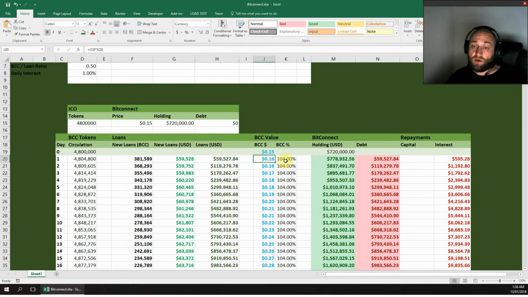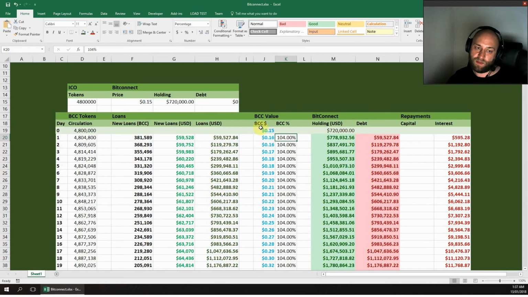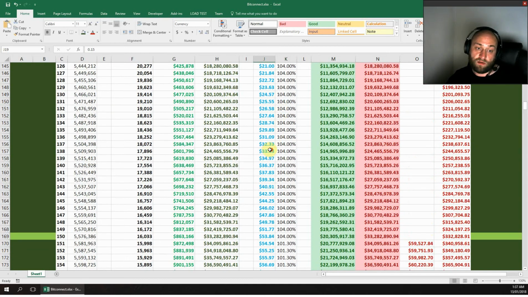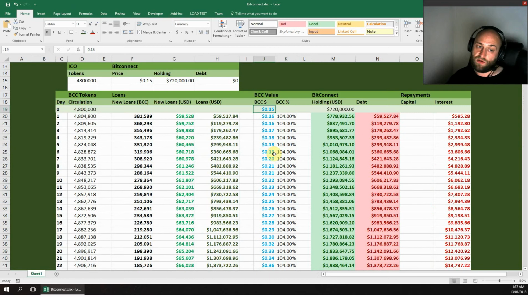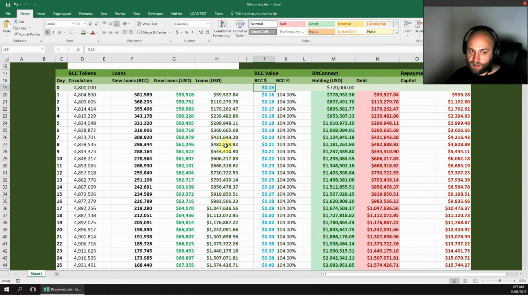I've also done a rough model of the value of BCC, so that's what these columns are. This is the value of BCC and this is the percentage at which it's increasing daily, and I just tried to make it roughly match the BCC values over the past year. It's nothing too crazy, but it basically starts at 15 cents. By about half a year it's up to $50, which is what happened, and then it also reflects getting up to $400 after about a year or a bit less. So that's that side of the model.